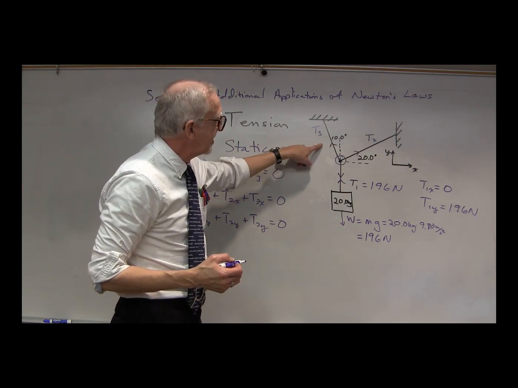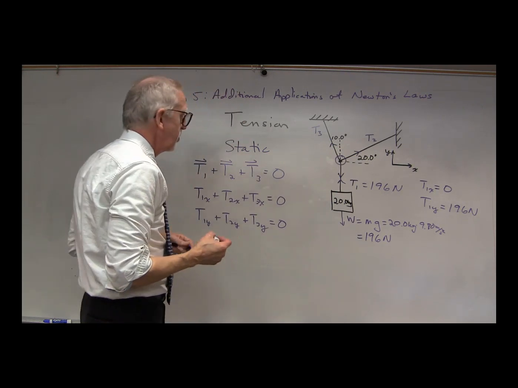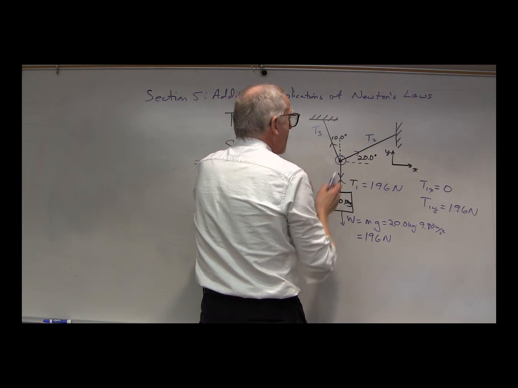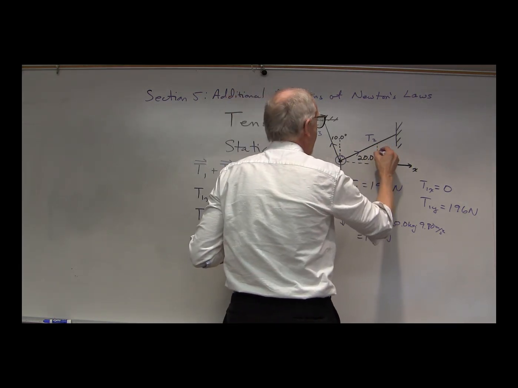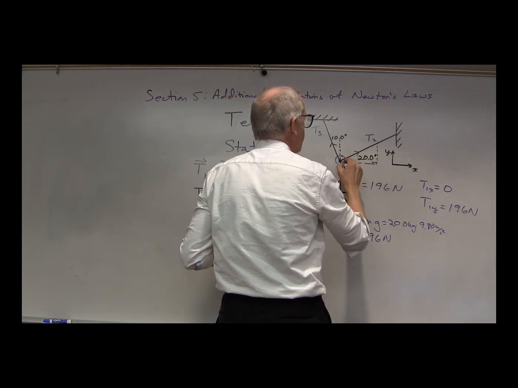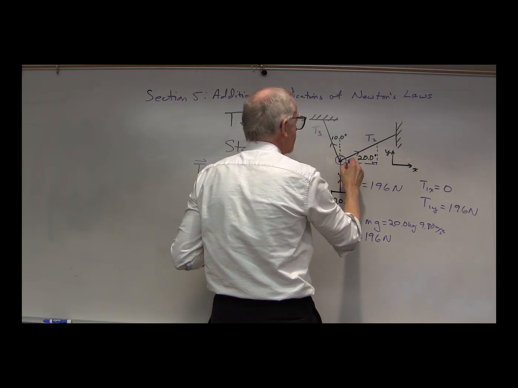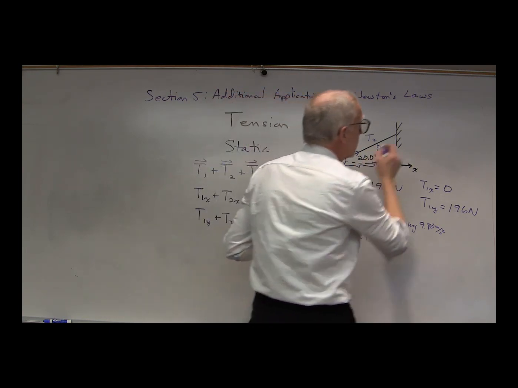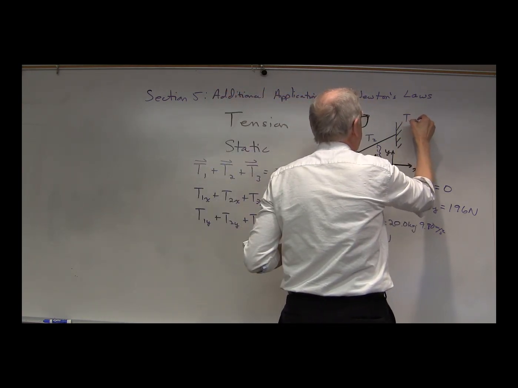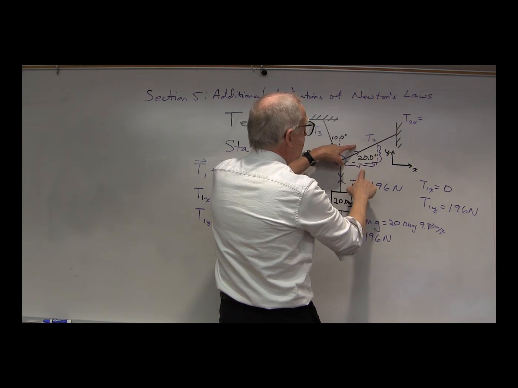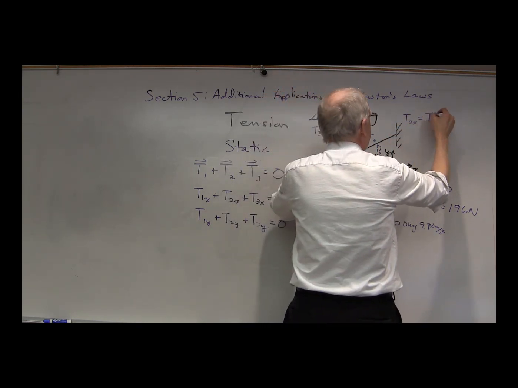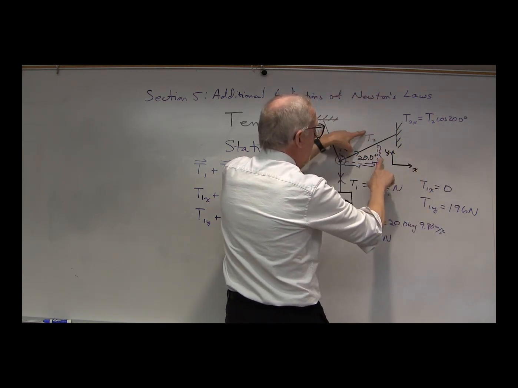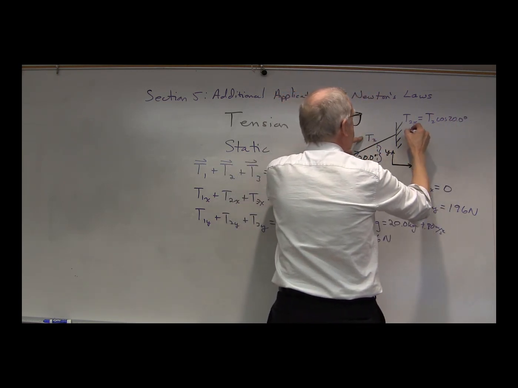Now, what about the components of T2 and T3? Well, let's look at T2, and what do we have? Well, T2 is at an angle of 20 degrees above the x-axis, so we can break this down like this, where if that's T2, this would be T2x, and that would be T2y. So what is T2x? T2x will be T2 cos 20 degrees, while T2y will be T2 sine 20 degrees.